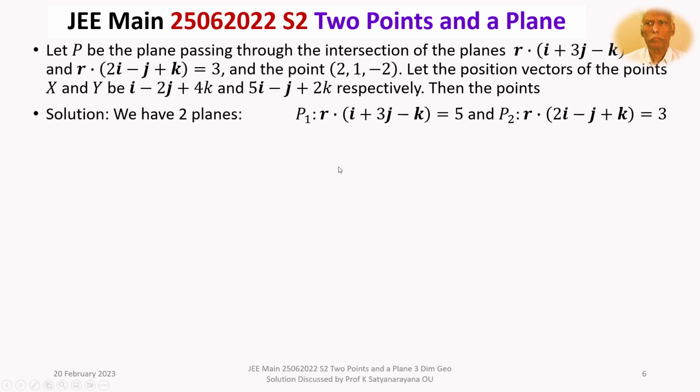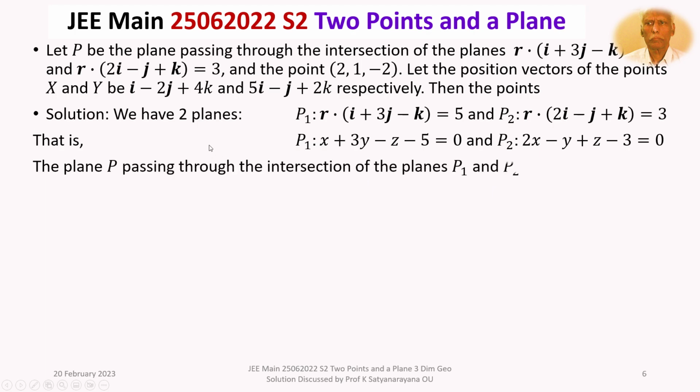We now discuss the solution of the problem in detail. Let's call the 2 planes P1 and P2, where P1 is r dot (i plus 3j minus k) is equal to 5, and P2 is r dot (2i minus j plus k) is equal to 3, where r is xi plus yj plus zk. Take the dot product with i plus 3j minus k and bring this 5 to the left hand side. Then the equation of the plane P1 will become x plus 3y minus z minus 5 is equal to 0. Similarly, P2 will be 2x minus y plus z minus 3 is equal to 0.